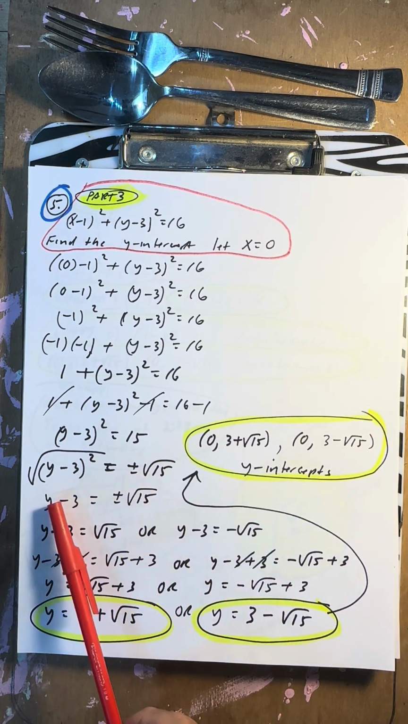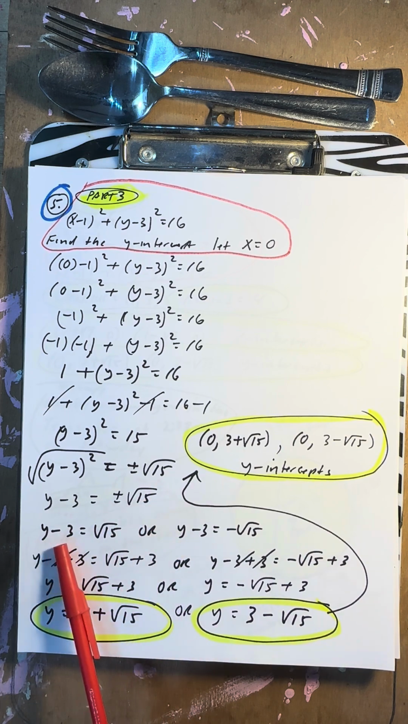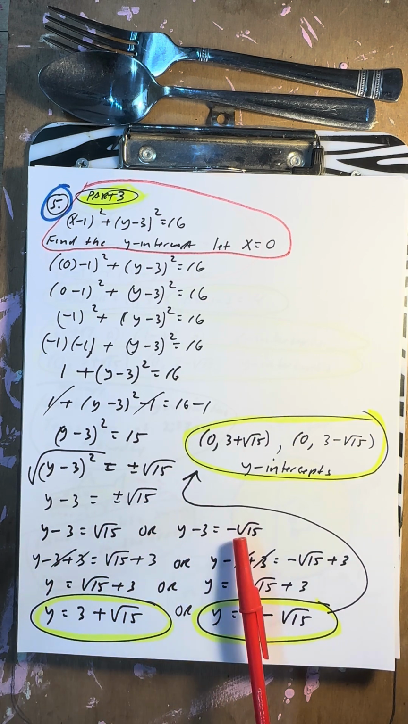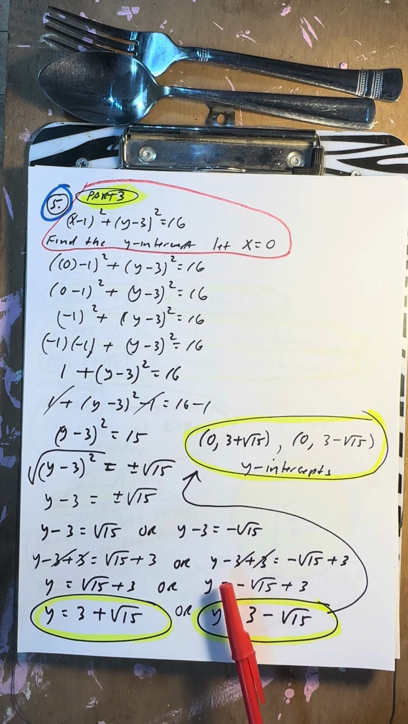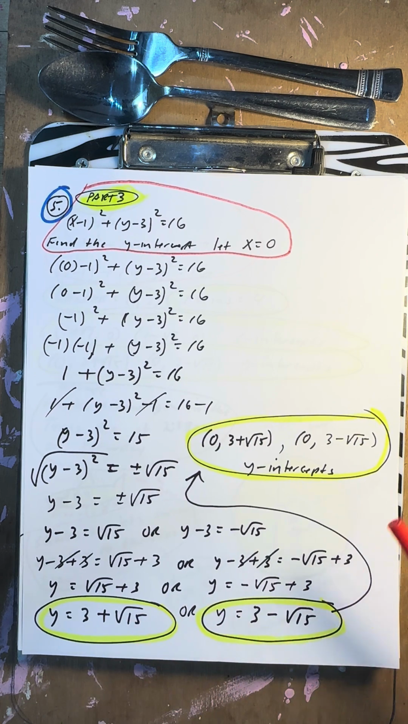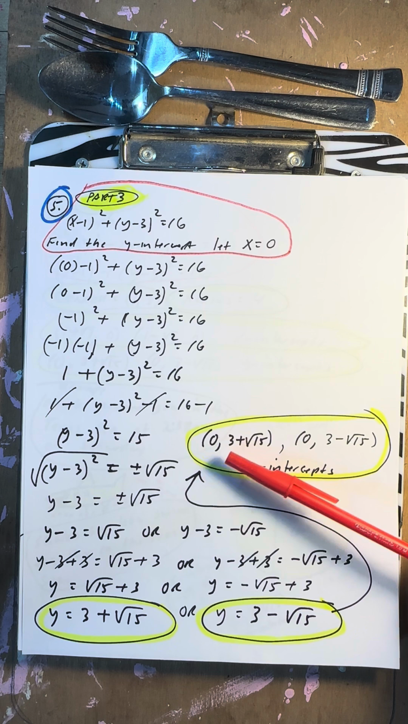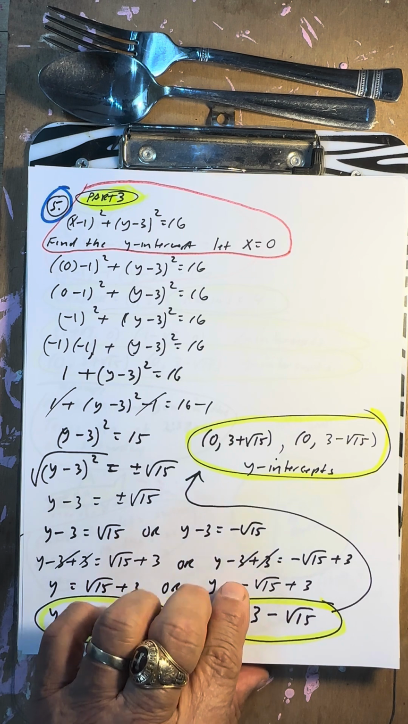And we have y minus 3 equals plus or minus square root of 15. So now we have y minus 3 equals square root of 15, or y minus 3 equals negative square root of 15. So add 3. So we have y equals square root of 15 plus 3, and y equals negative square root of 15 plus 3. But rewrite it. y equals 3 plus square root of 15, y equals 3 minus square root of 15. So the y-intercepts are (0, 3 plus square root of 15) and (0, 3 minus square root of 15). So now we have everything we need.